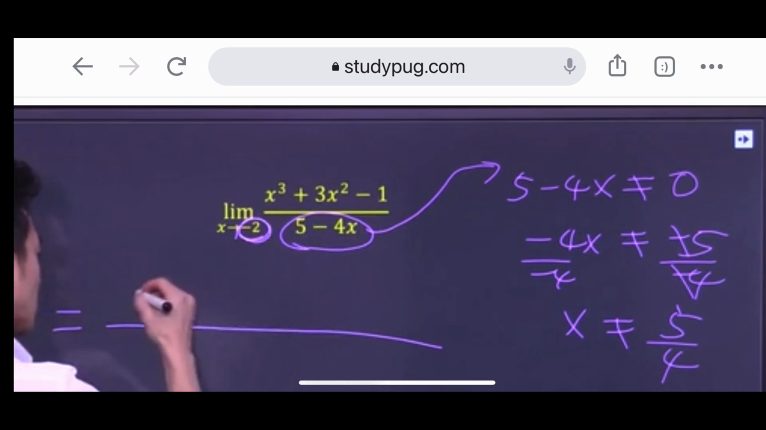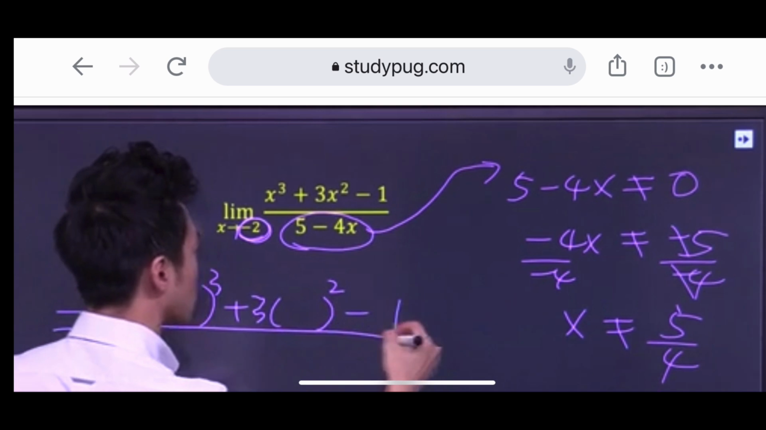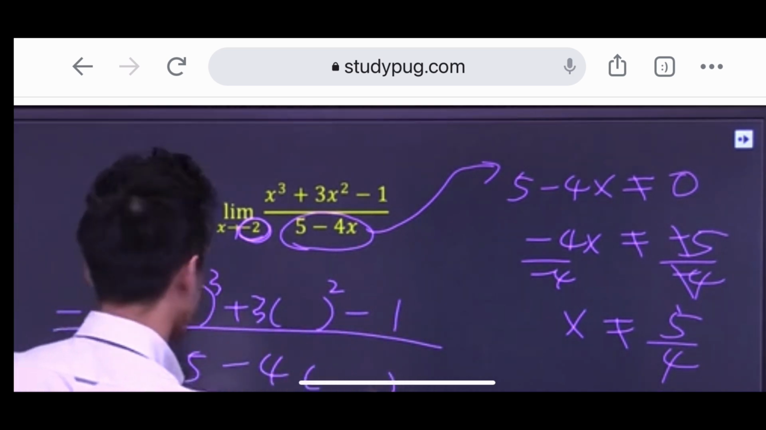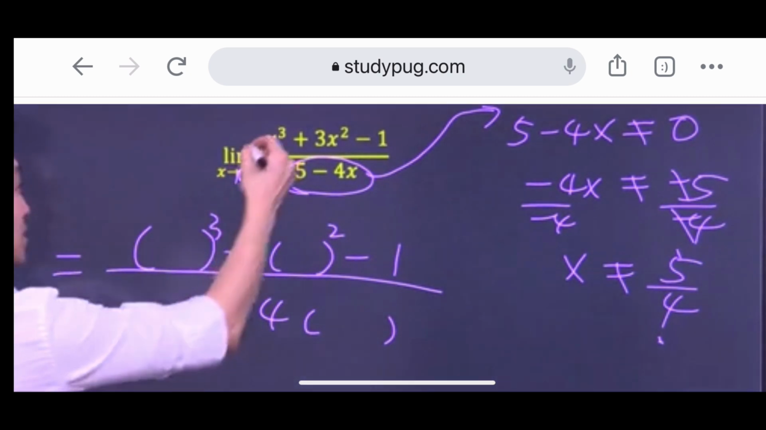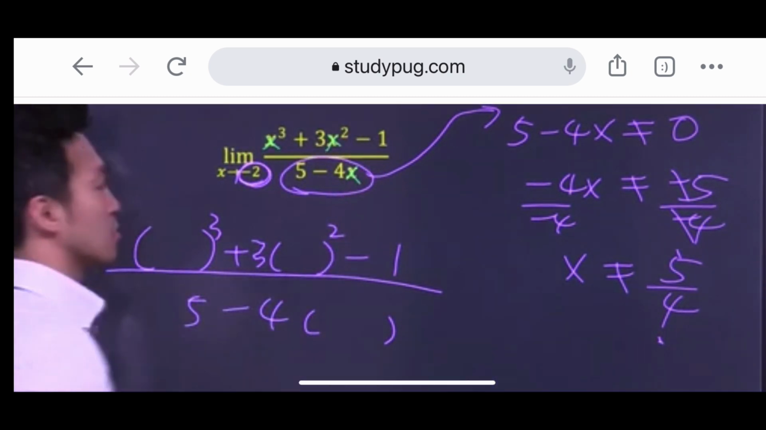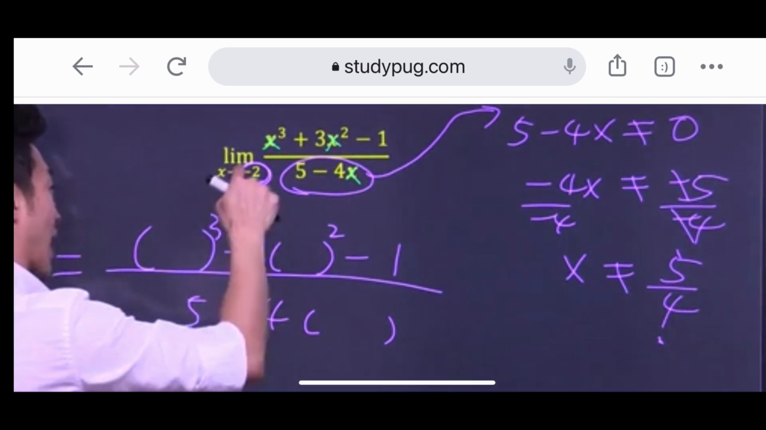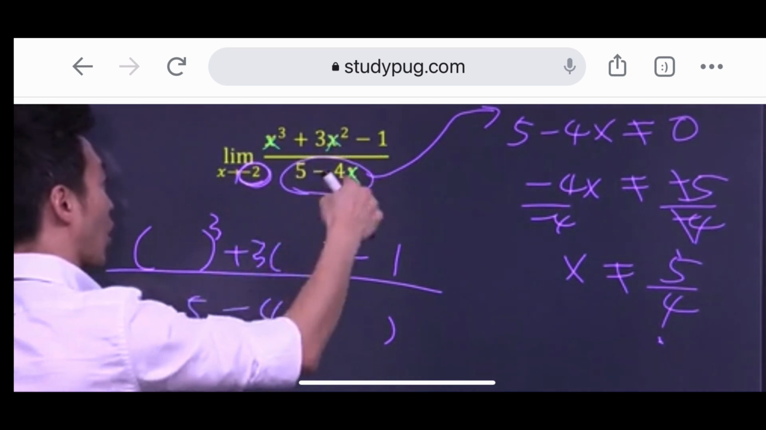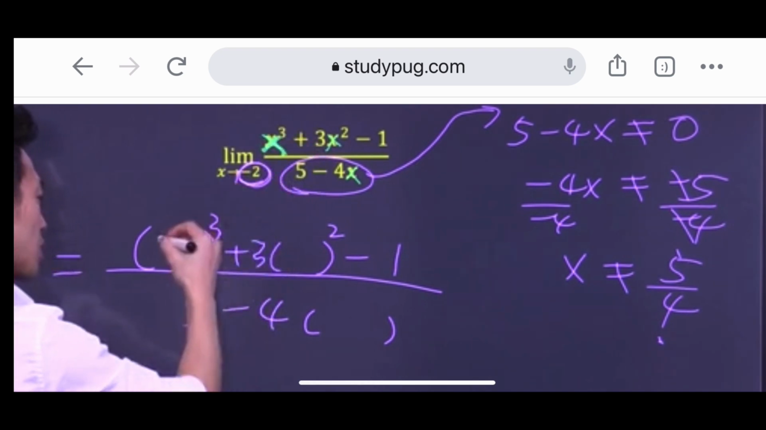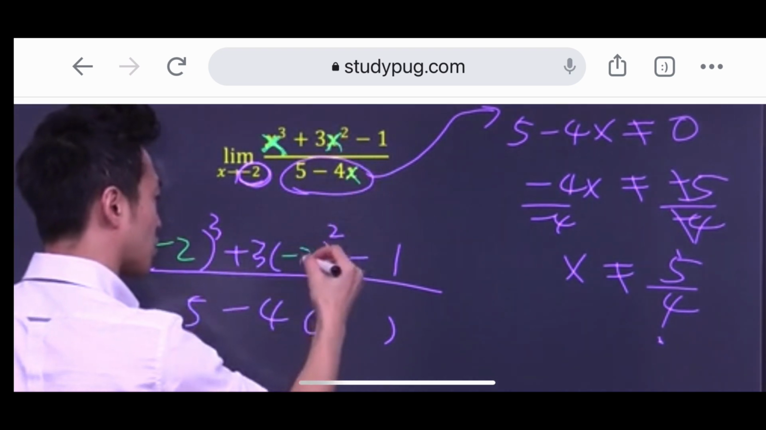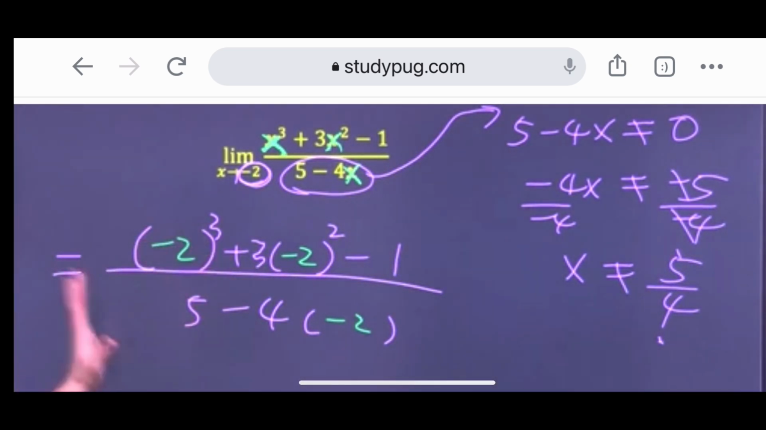The rational function is x cubed plus 3x squared minus 1 over 5 minus 4x. Now, in the place of all the x's, we directly substitute the x value negative 2 into all the x's. So x right here, substitute negative 2. X right here, substitute negative 2. X right here, substitute negative 2. Direct substitution, easy.